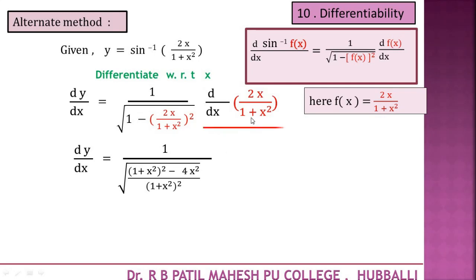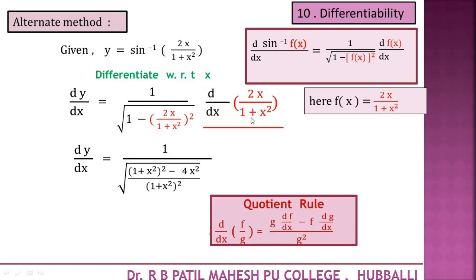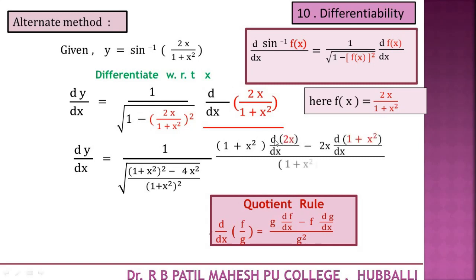And the second function we differentiate using the quotient rule. So you know the quotient rule, you follow that one, and it is written like this: 1 plus x square, the denominator function, d by dx of the numerator function, that is 2x, minus the numerator function d by dx of the denominator, all divided by denominator square.